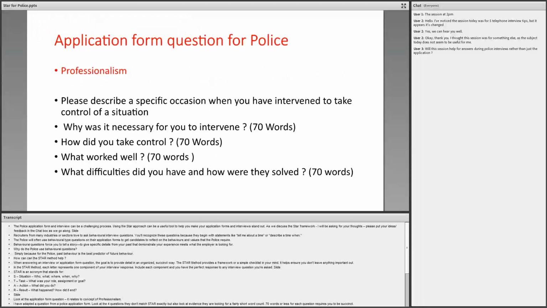What I've got here is actually a modification of an application form for the police. And this was a particular set of questions around a key competency that the police are looking for, which is professionalism. Okay, so I'll just give you a second to have a look at how that question is broken down into the four particular components.